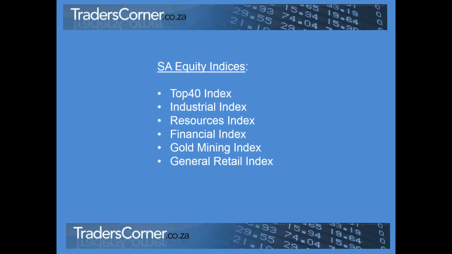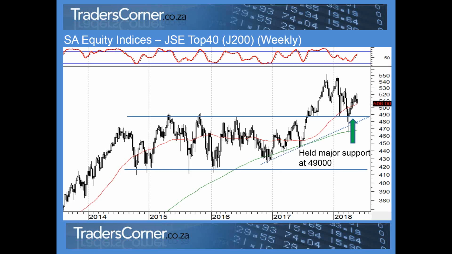Right, then let's take a quick look at some of our South African indices. I'll look at the top 40, the industrials, resources, financials, the golds, and then the general retail index. So here's our top 40 index on a weekly basis. You can see the sideways activity that was evident throughout the 3 years, 2014 to 2017. Very dull, boring kind of markets.